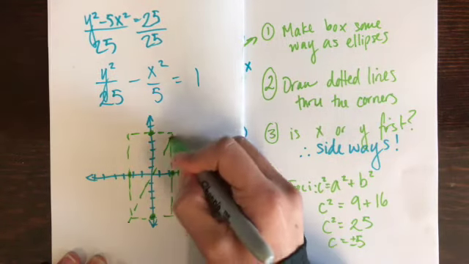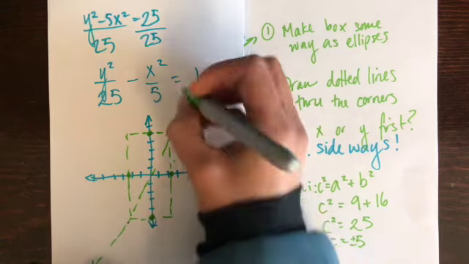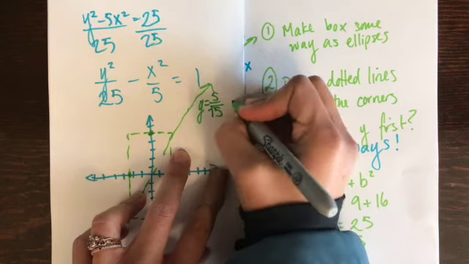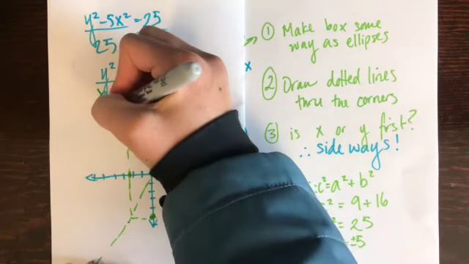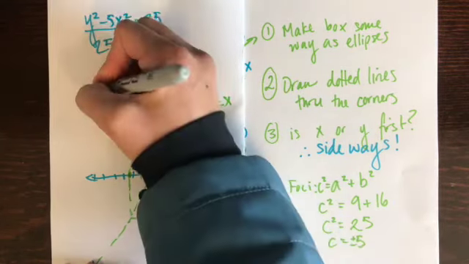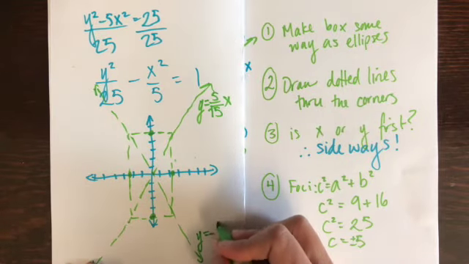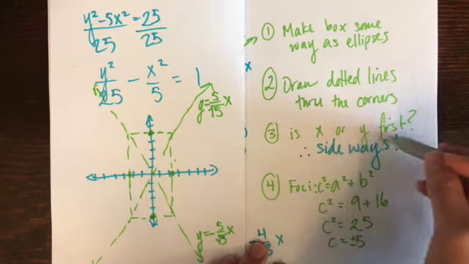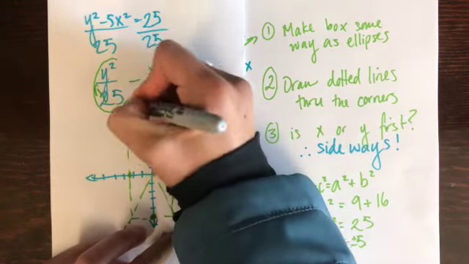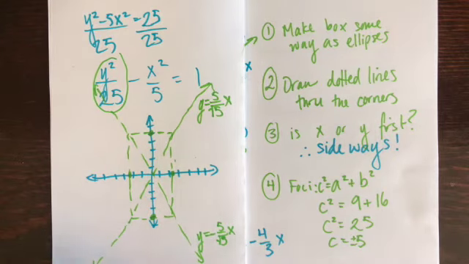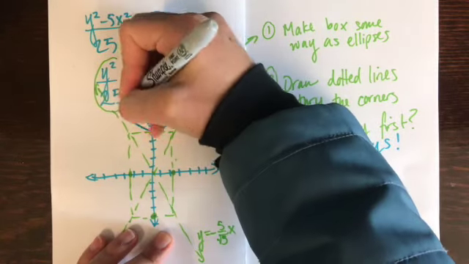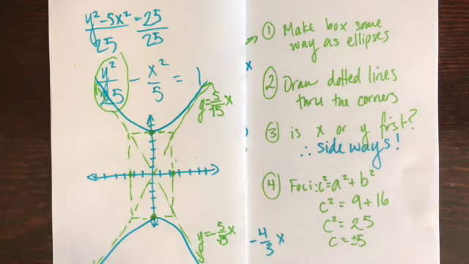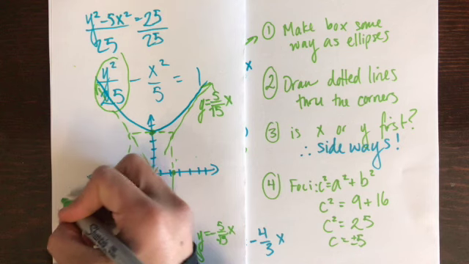And then I'm going to draw dotted lines through the corners of the box. This dotted line is going to have a slope of 5, because it's going up by 5 and then over by root 5. So it's going to be y equals 5 over root 5 x and then y equals negative 5 over root 5 x. Those are my two asymptote equations. Now I ask, is x or y first? Well, in this case, y is first. So I'm going to draw the hyperbola going up and down like so, using the asymptotes as a guide so I can draw that hyperbola correctly.